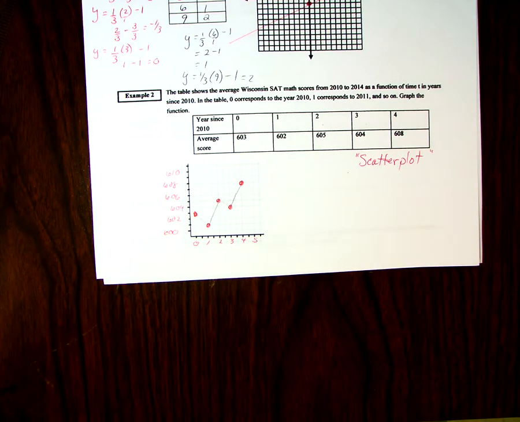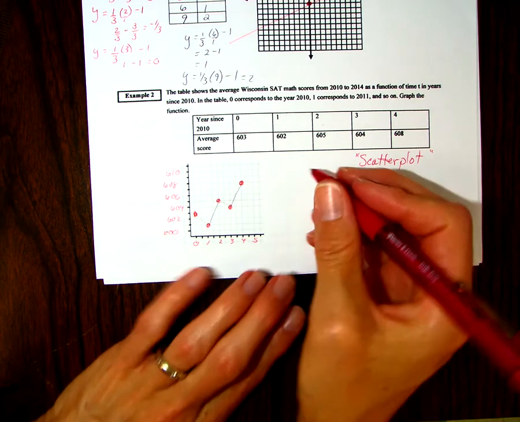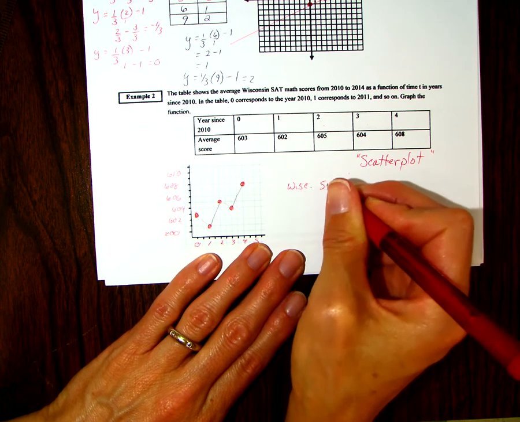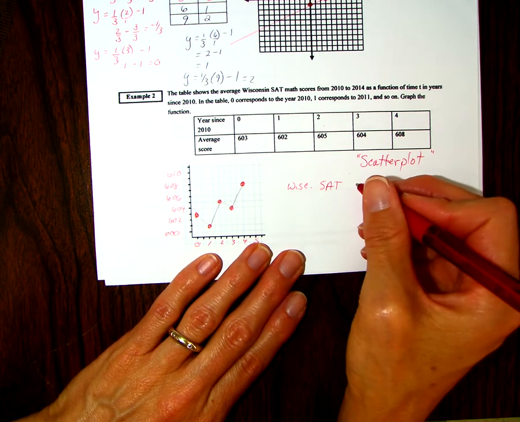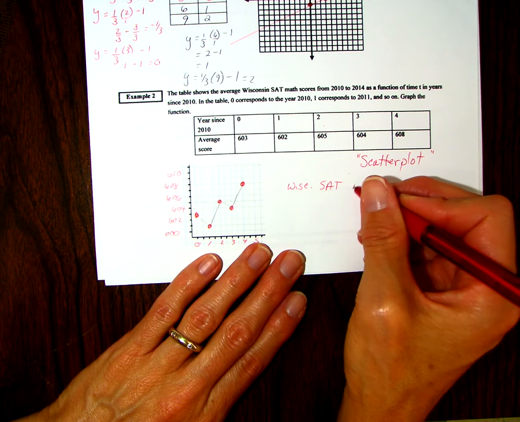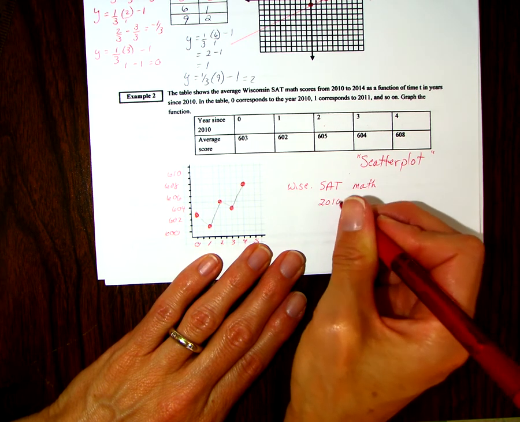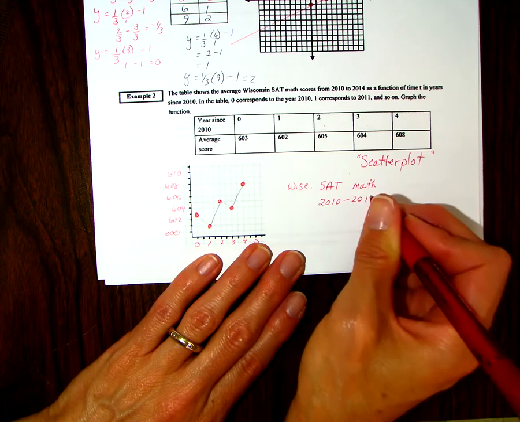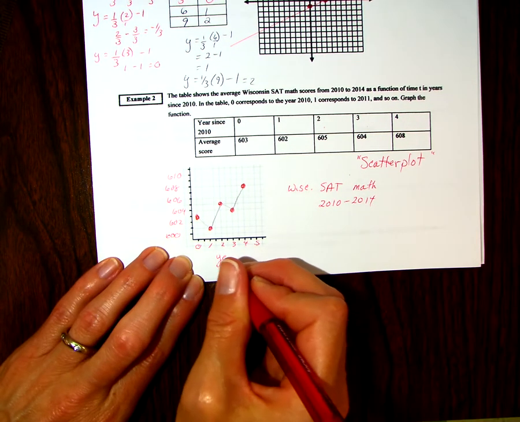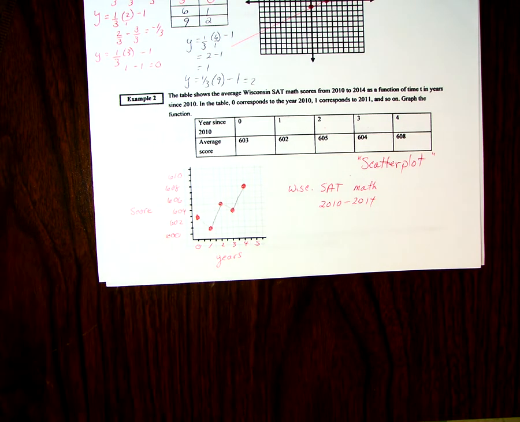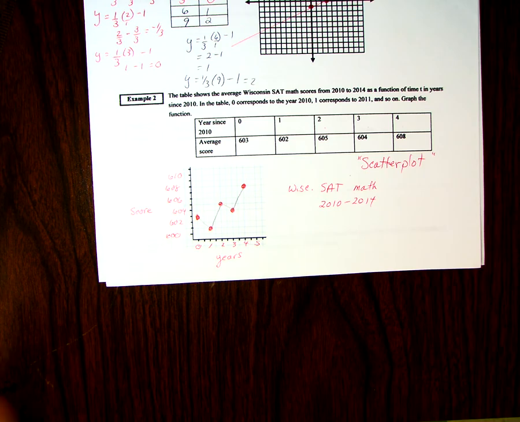So far, so good. Also, we should always title scatter plots. Wisconsin SAT. These are tests that you'll take when you're planning on going to college. Math from 2010 to 2014. Of course, this would be the years. This would be the score. So therefore, I labeled everything. All right. So now let's flip to the next page.